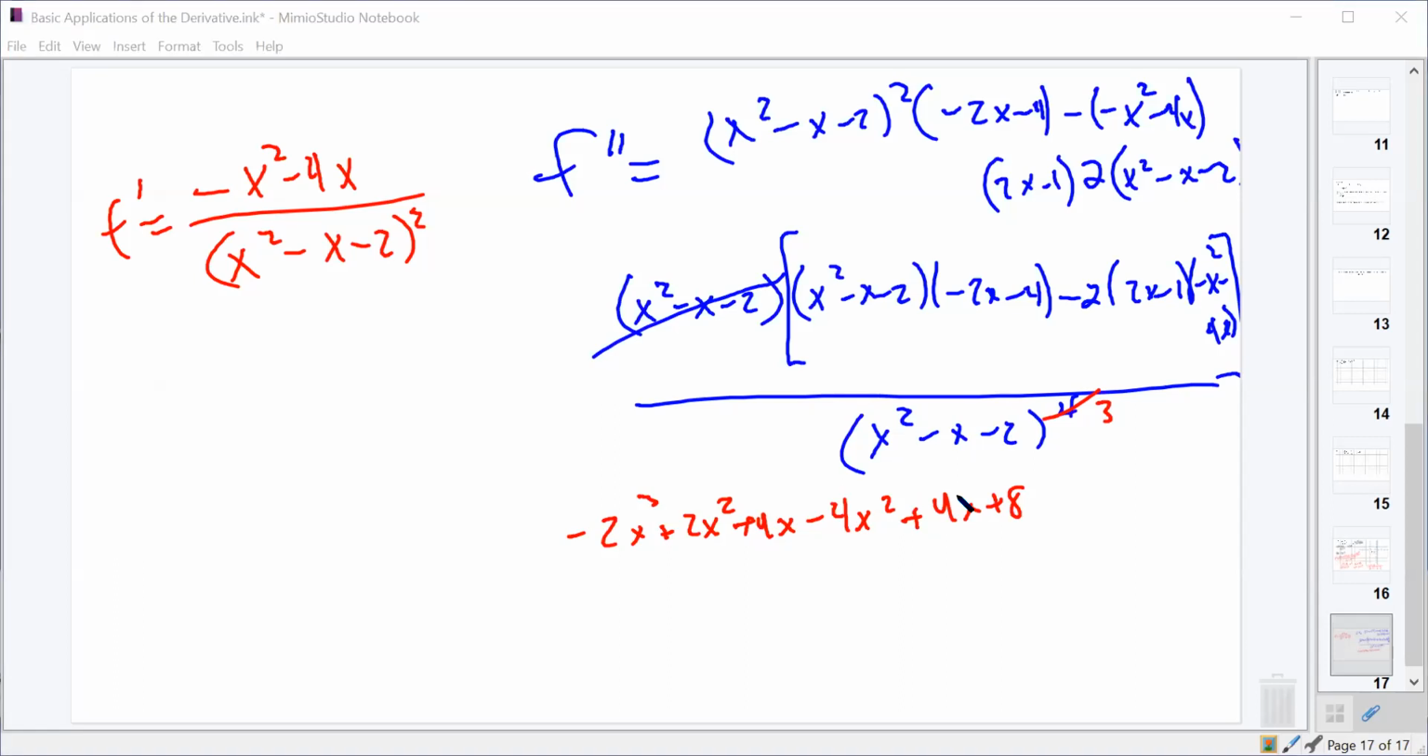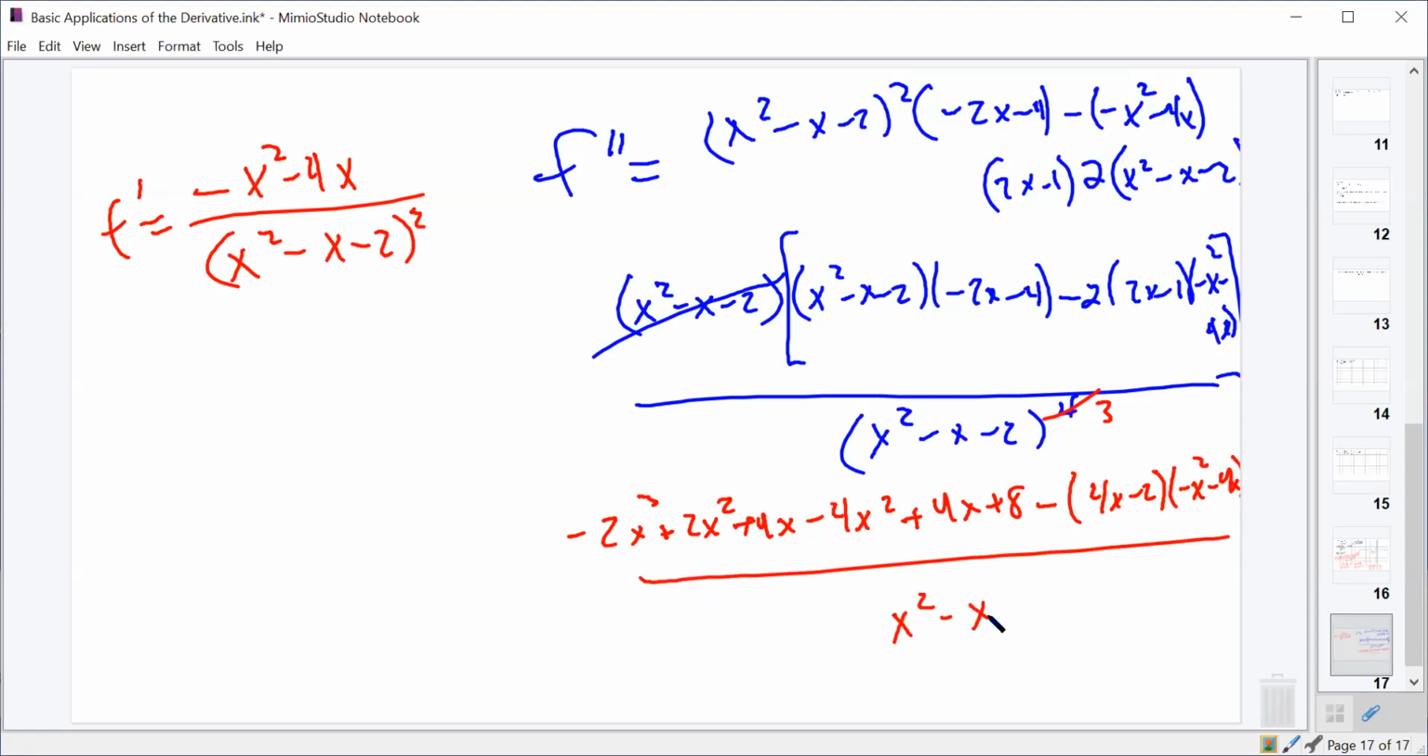And our other piece of it here should be, let's see here. We distribute the minus, no, yeah, how do we want to do this? Let's just make this minus 4x minus 2 times negative x squared minus 4x. Still over the x squared minus x minus 2 cubed.